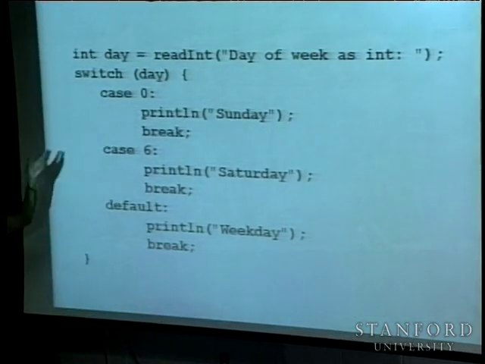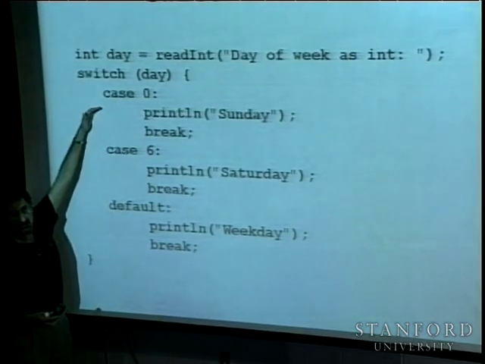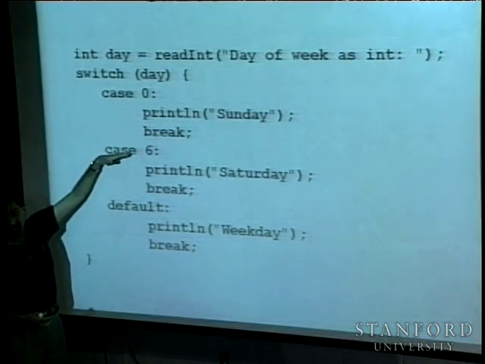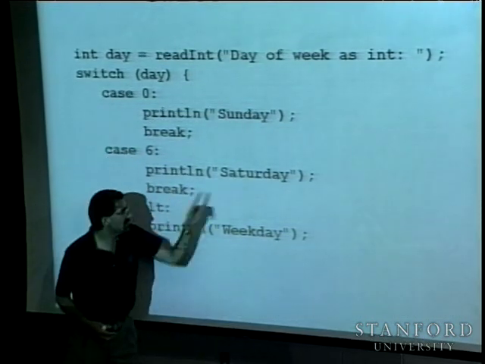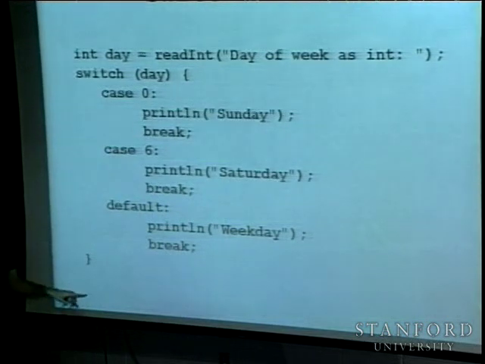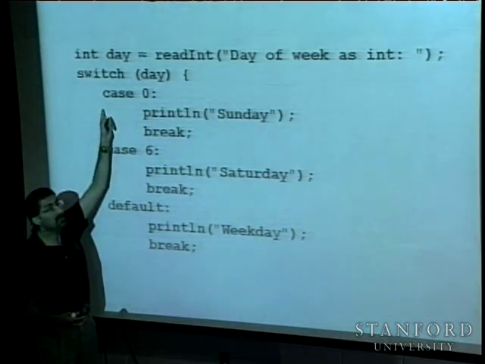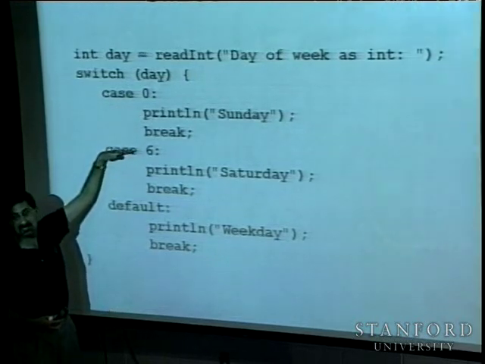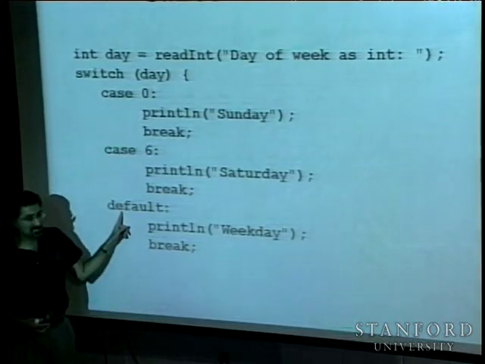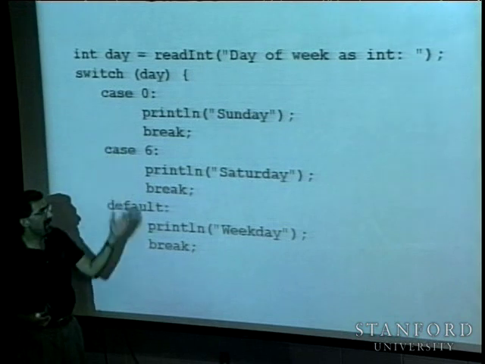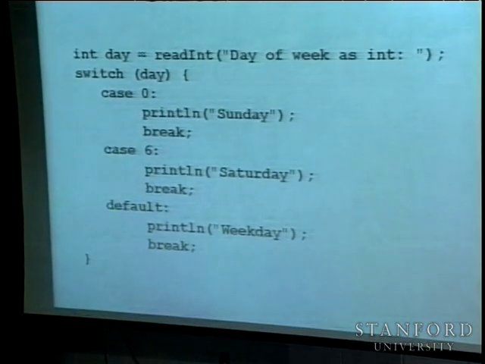So if the user types in, let's say 6, it says, is it case 0? No, so it skips that. Is it case 6? Yeah, so it prints out Saturday, and then it breaks, which means it skips the default. If they enter any other value other than 0 and 6, it says, does it match 0? No, so it skips that. Does it match 6? No, so it skips that. It comes to the default, which is kind of the catch-all if it doesn't match any other cases, and writes out, hey, it's a weekday.